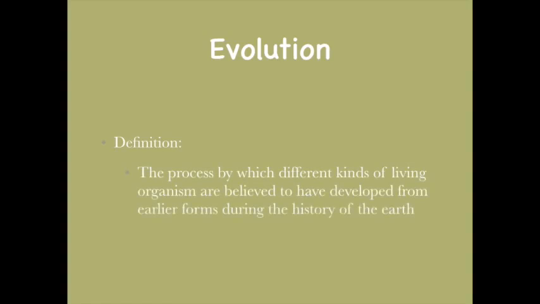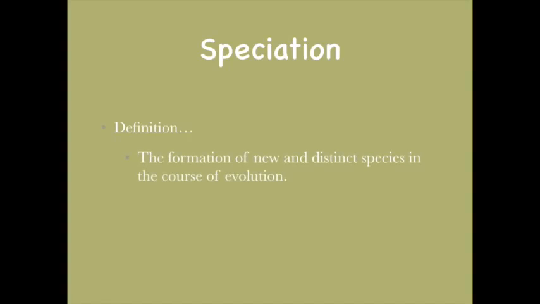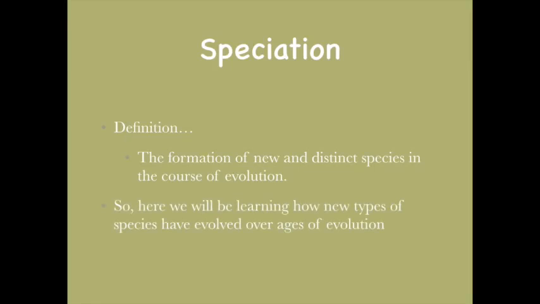Now, let's define evolution. It is a process by which different kinds of living organisms are believed to have developed from earlier forms during the history of the earth. Now, let us study speciation. So let's start with the definition. It is the formation of new and distinct species in the course of evolution. So here we will be learning how new types of species have evolved over the ages of evolution.